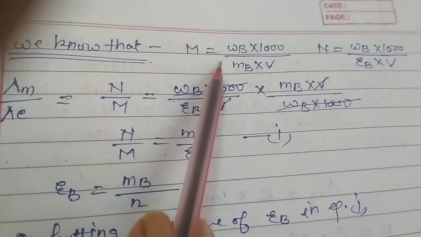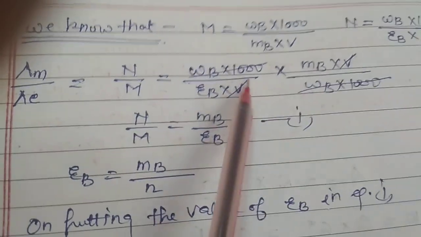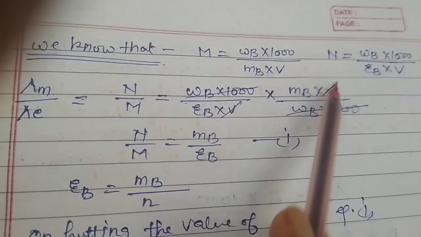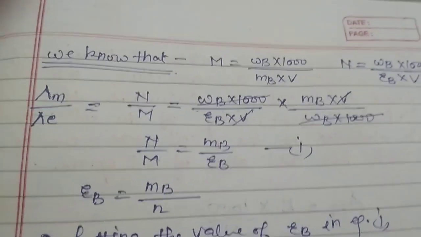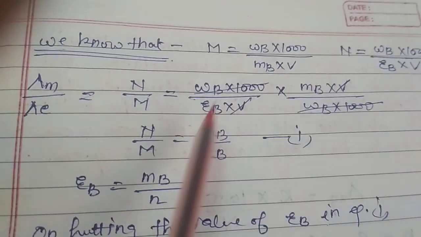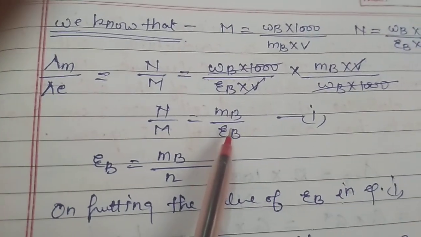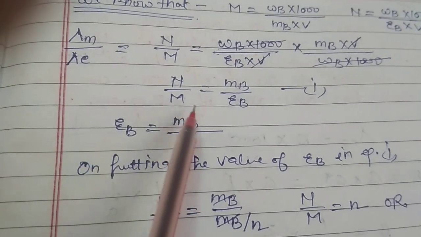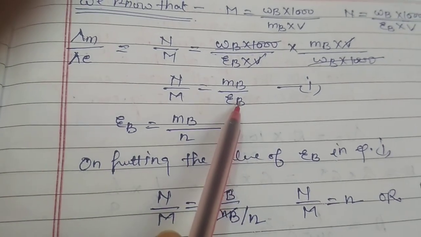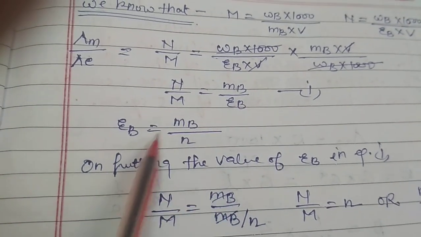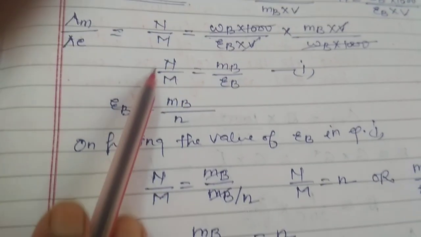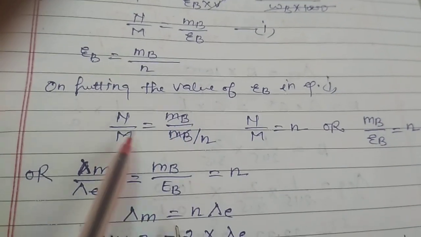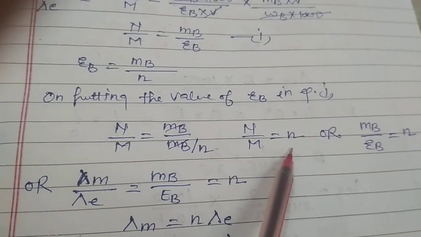By putting the values of normality and molarity, finally we would be getting WB into 1000 and WB into 1000 would be cancelled out from each other. Volume would also be cancelled out from each other. Now we are having molar mass upon equivalent mass. So we know that equivalent mass is equal to molar mass upon n factor. So if we put the value here, molar mass would be cancelled out from the molar mass and we would be getting normality upon molarity is equal to n factor, like this. Normality upon molarity would be equal to n factor.